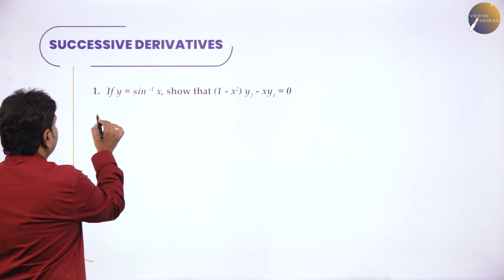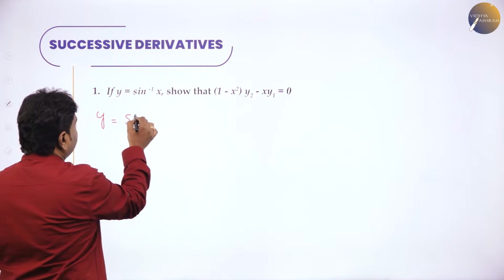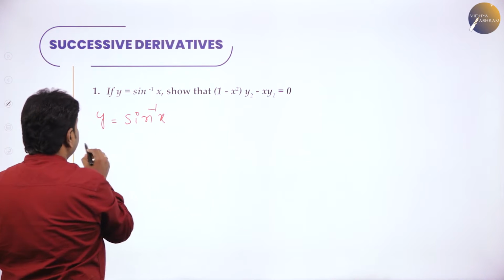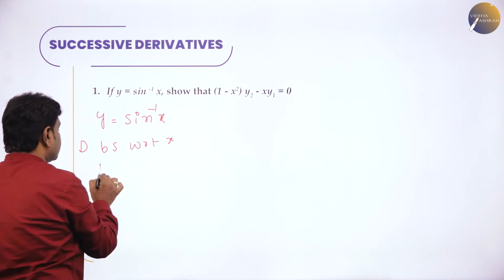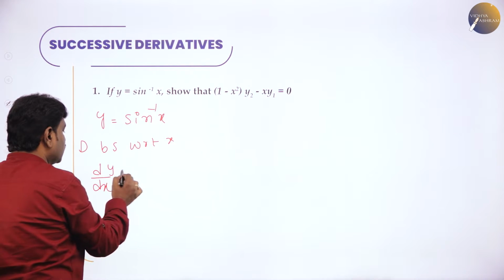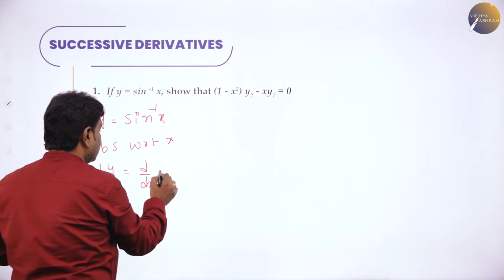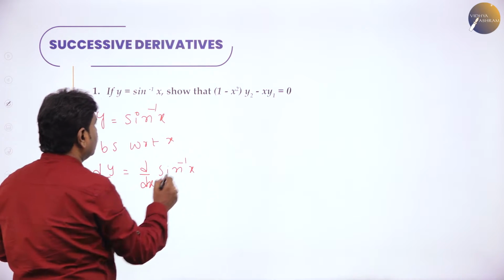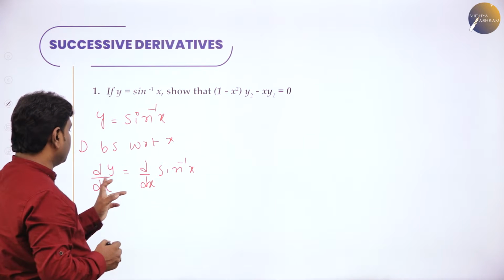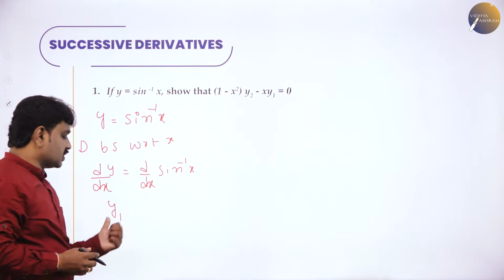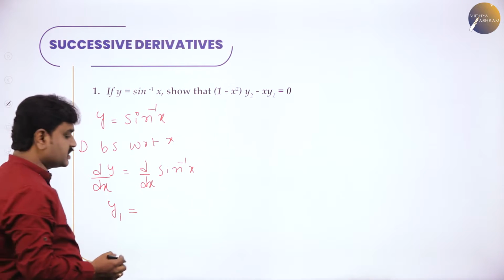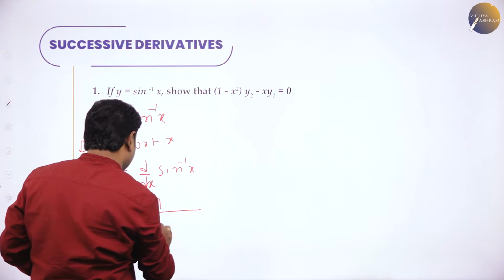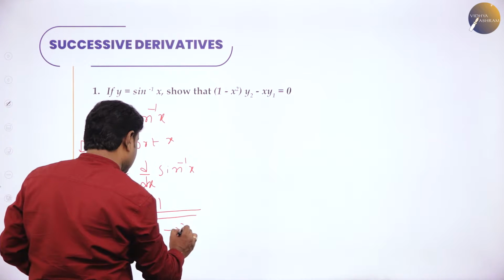Okay. First we'll take y is equal to sin inverse x, given in the problem. Now differentiate both sides with respect to x. LHS becomes d by dx of y, RHS becomes d by dx of sin inverse x. All of you know the derivative of y is called dy by dx. So dy by dx is also called y1. I'll write it as y1 is equal to d by dx of sin inverse x. Differentiation of sin inverse x is 1 by root of 1 minus x square.